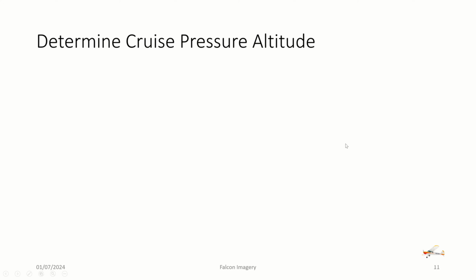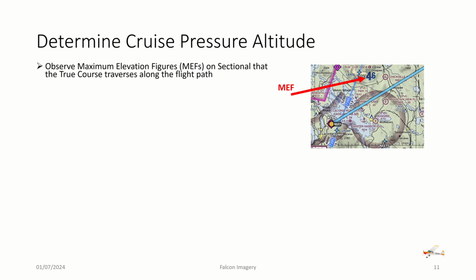Next, we want to determine the cruise pressure altitude. Observe the maximum elevation figures along the route of flight that the true course traverses. Look for the highest maximum elevation figure you run into. That's this MEF. These represent the maximum altitude of an object or a mountain in this kind of grid segment area here. And we want to look along the whole route to see which one is the highest number that we run across. And here we see, coming out of Laconia and up to Auburn Lewiston, 4,600 feet of an obstacle here is the MEF.